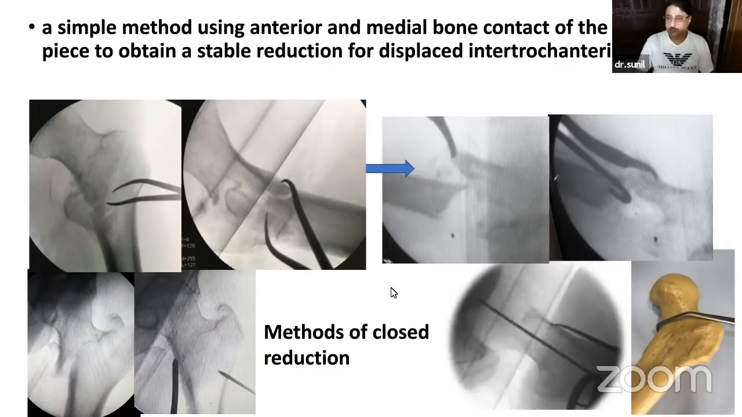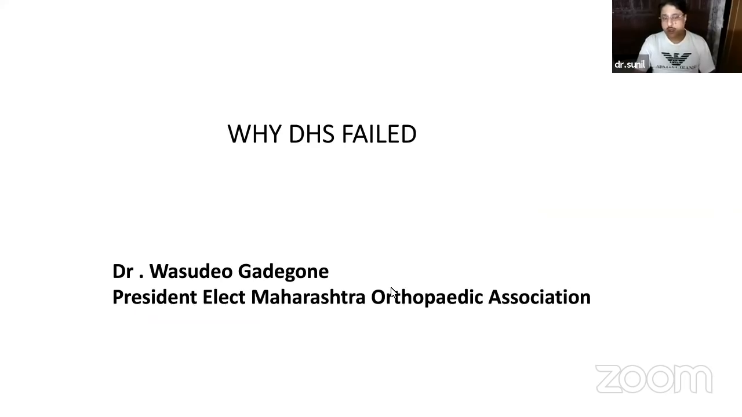All right. Many times you have to use double clamps, one clamp for the proximal and one clamp for the distal fragment when you do an open reduction.